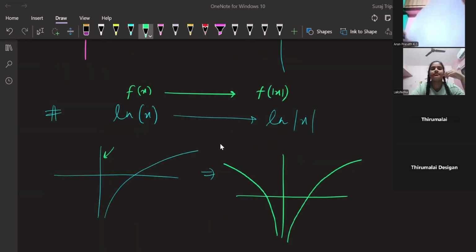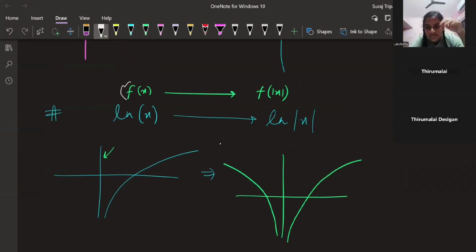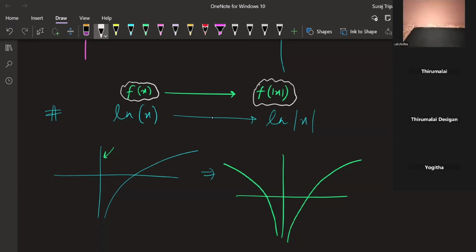Right. So that means if any function is given and we are required to find the graph by replacing x with mod x, we have to remove the portion of the graph which is present on the left side of the y-axis. After removing that portion, just take the reflection of the entire graph which is present on the right side of the y-axis. Right, next one.